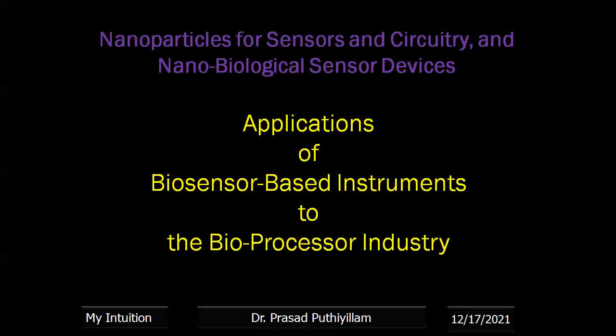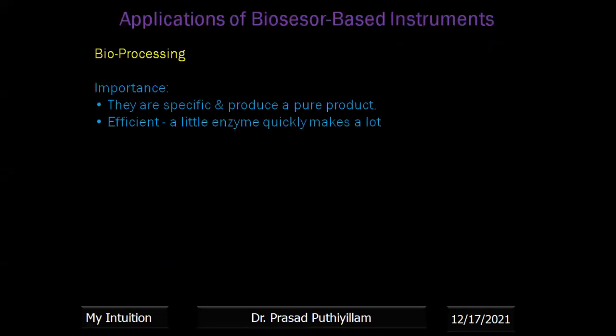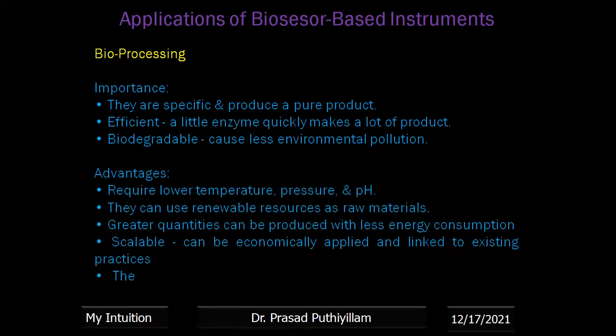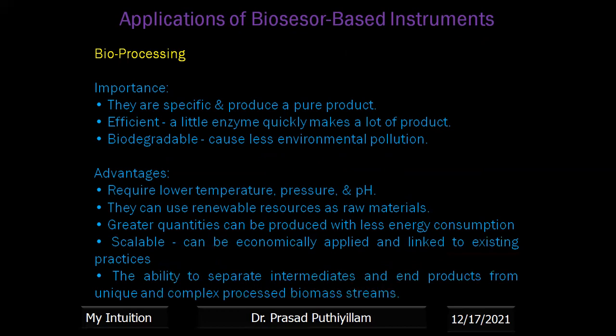Now, applications of biosensor-based instruments in the bioprocess industry. Bioprocessing is the use of biological material, usually enzymes, for the commercial production of different products. When we say the importance of bioprocessing, enzymes are very specific and produce a very pure product. They are very efficient because a very small amount of enzyme can be used as a catalyst to produce a large lot of product, and they are biodegradable, causing very little environmental pollution.